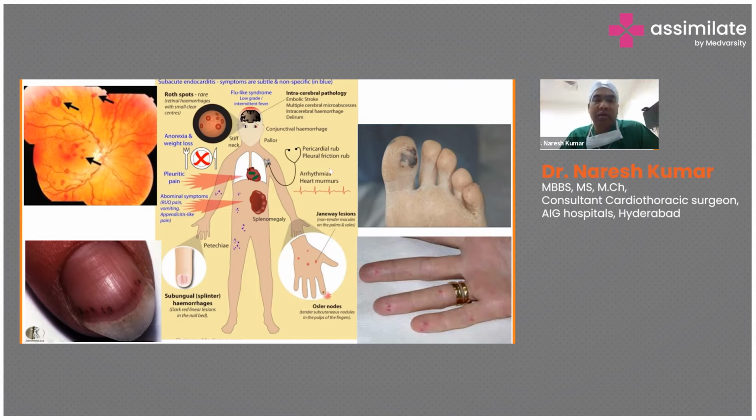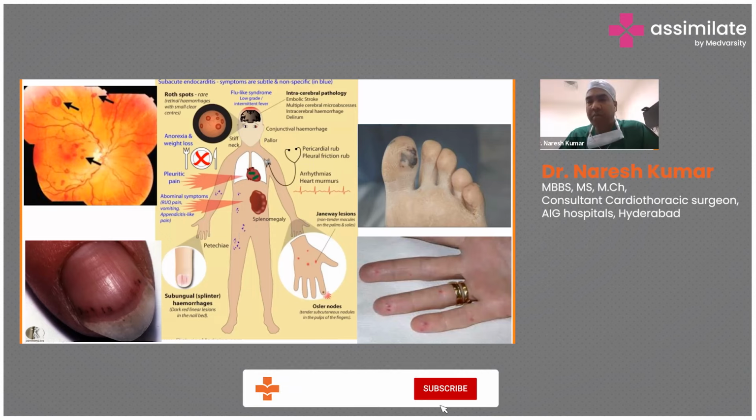Janeway lesions. They can have arrhythmias, and a pericardial rub secondary to pericardial effusion from involvement of the pericardium, and heart failure. They can have splenomegaly, and some people can present with abdominal symptoms. So various presentations will be there, depending on the virulence of the organism and also the timing of the presentation of the patients.